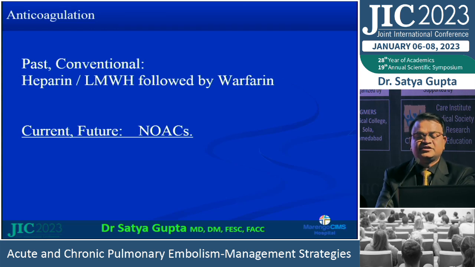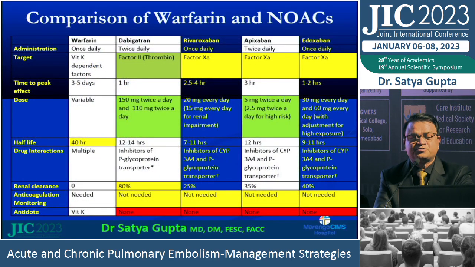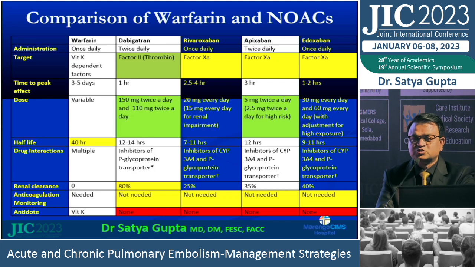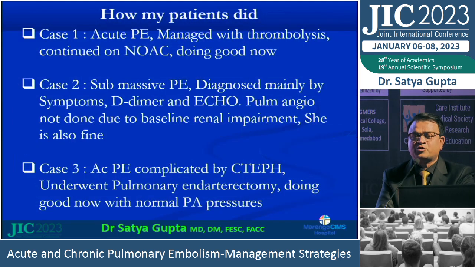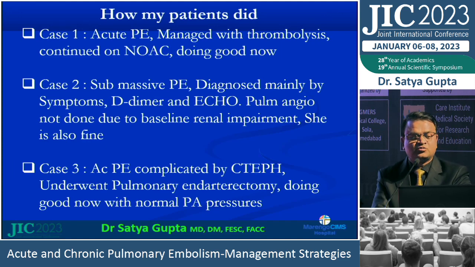And as I said, give the anticoagulant in a proper, adequate dose, so the patient responds better. And these are the NOACs available; dose and everything you can find on the internet. Warfarin, dabigatran, rivaroxaban, apixaban are all available nowadays, and you can choose whichever you want to give, in the proper dose. So how did my patients do? All my 3 patients: the first one, acute pulmonary embolism, was managed with thrombolysis, continued on the NOAC, and now he is doing good.